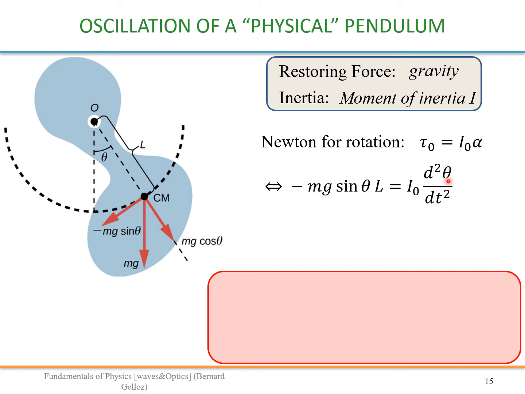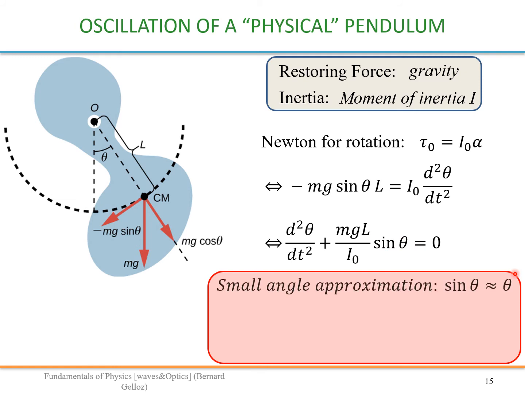Alright. Theta is an algebraic variable here, and alpha is just the second derivative of theta. So you can rewrite this like that. Does it look like a simple harmonic motion? It would if this were a theta. So what can we do?